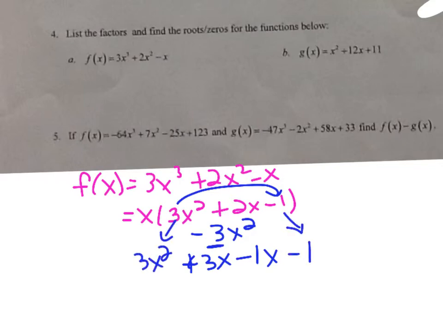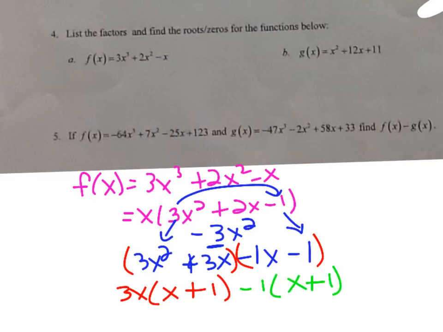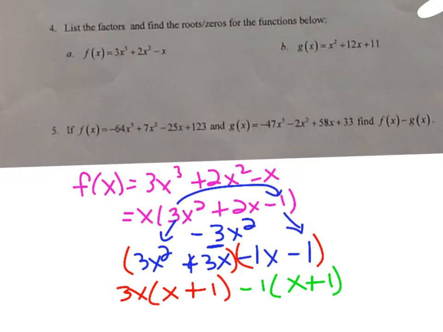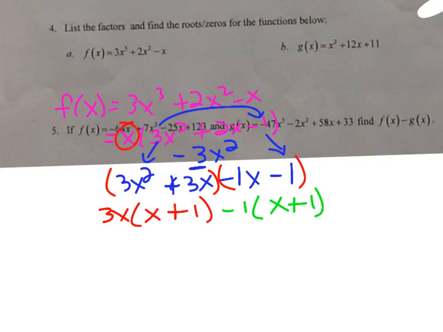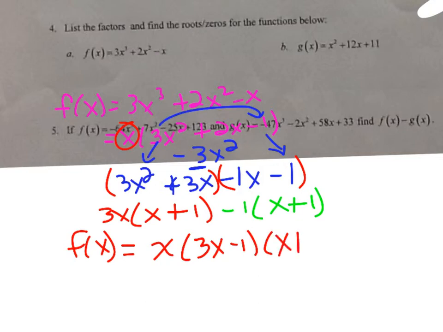And now I'm going to factor by grouping. So the GCF of the first group is 3x times x plus 1. The GCF of the second group is negative 1 times x plus 1. So my factors for f of x, remember we have the GCF that we took out. So f of x, these are my factors, is equal to x times 3x minus 1 times x plus 1. So remember, these are my factors.